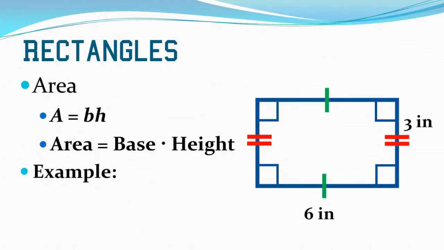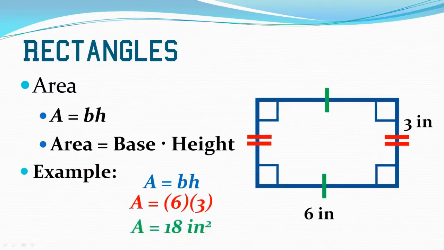Here I have 6 inches, here I have 3 inches. My base is going to be 6 inches. My height is 3 inches. That's how tall the shape is. This gives us 18 inches squared. The unit is always squared.